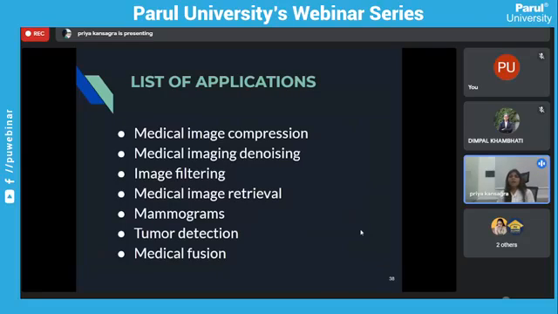Now we have a list of applications like medical image compression, medical imaging denoising, image filtering, medical image retrieval, mammography, tumor detection, and medical fusion. These are the applications used through all these modalities.